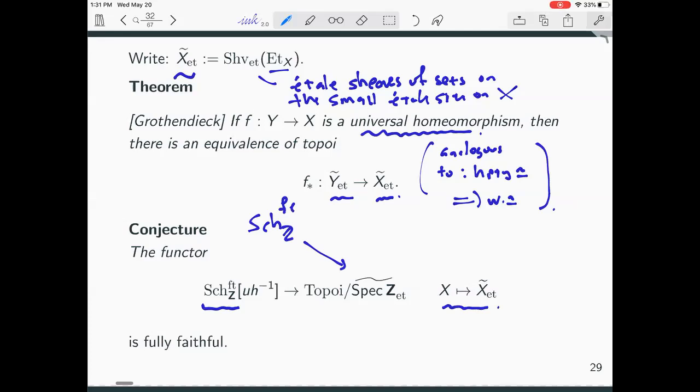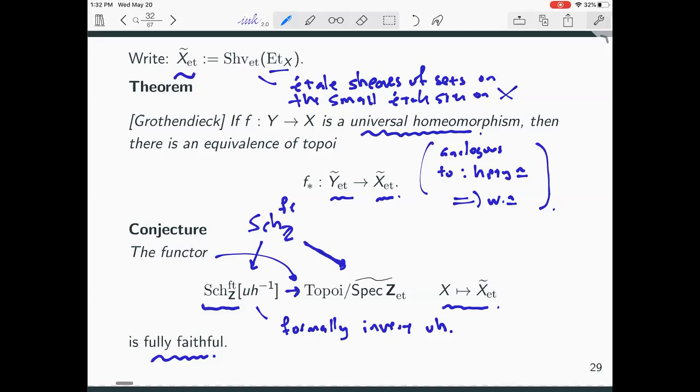And by Grothendieck's theorem, there is a factorization of this map. So it factors through the localization that formally inverts universal homeomorphisms. Is it Grothendieck's conjecture? Yes. So you formally invert universal homeomorphisms, and this functor is conjectured to be fully faithful. In particular, it's conservative. If you have a map of schemes of finite type over Z which induces an equivalence of topoi, then in fact they're universally homeomorphic.